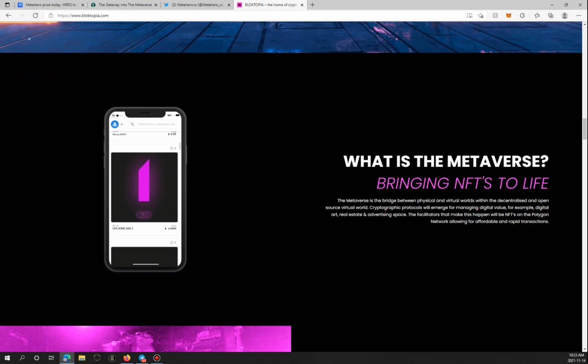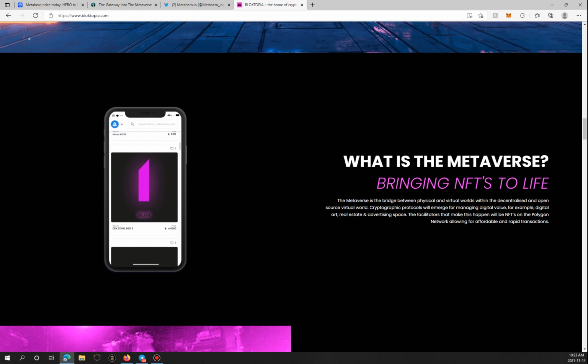So what is the metaverse? Bringing NFTs to life. The metaverse is the bridge between the physical and virtual worlds within the decentralized and open source virtual world. Cryptographic protocols will emerge for managing detailed digital value, for example digital art, real estate, and advertising space.